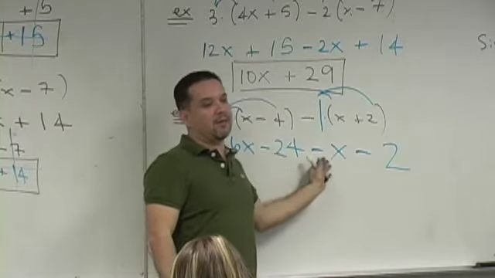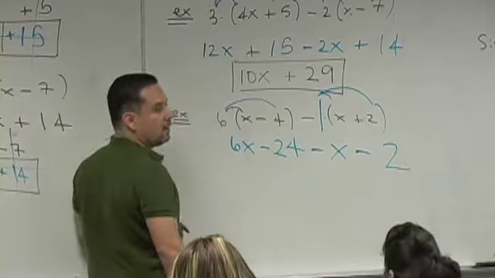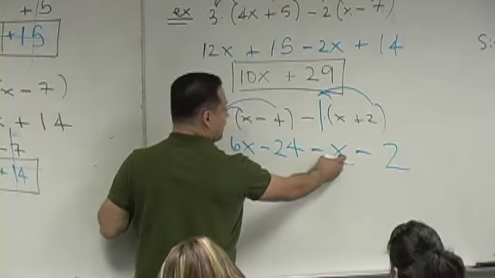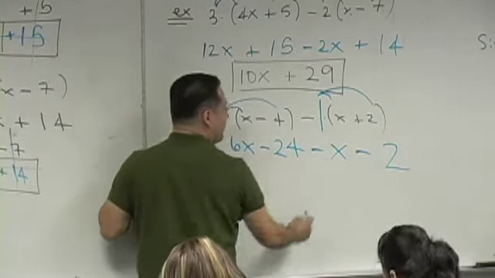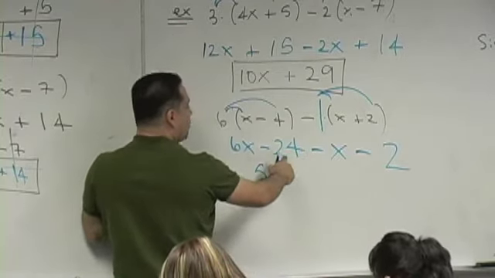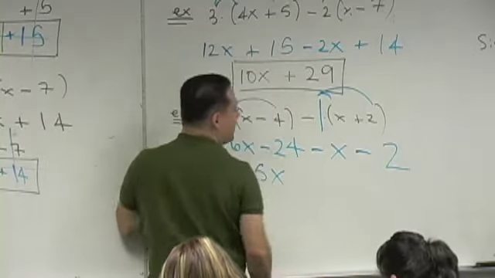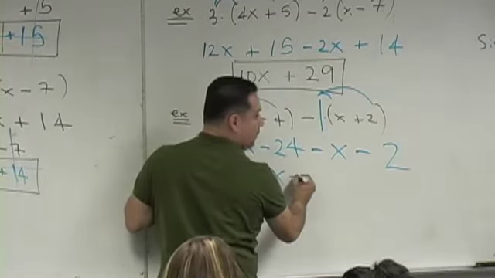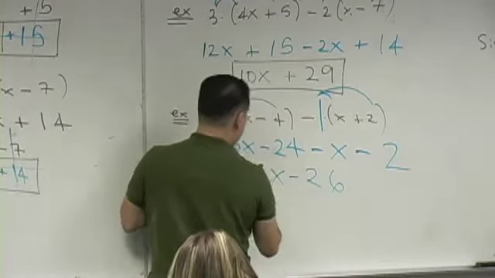And again, what happens now? Combine your terms. 6x minus x. 6 apples minus an apple gives you 5 apples. If you owe $24 and then you owe another $2, you end up owing what? $26.